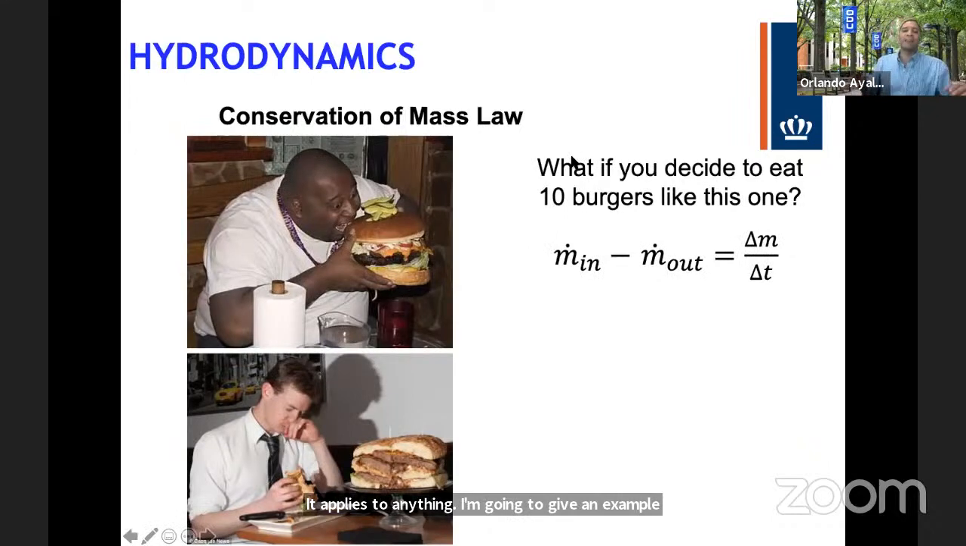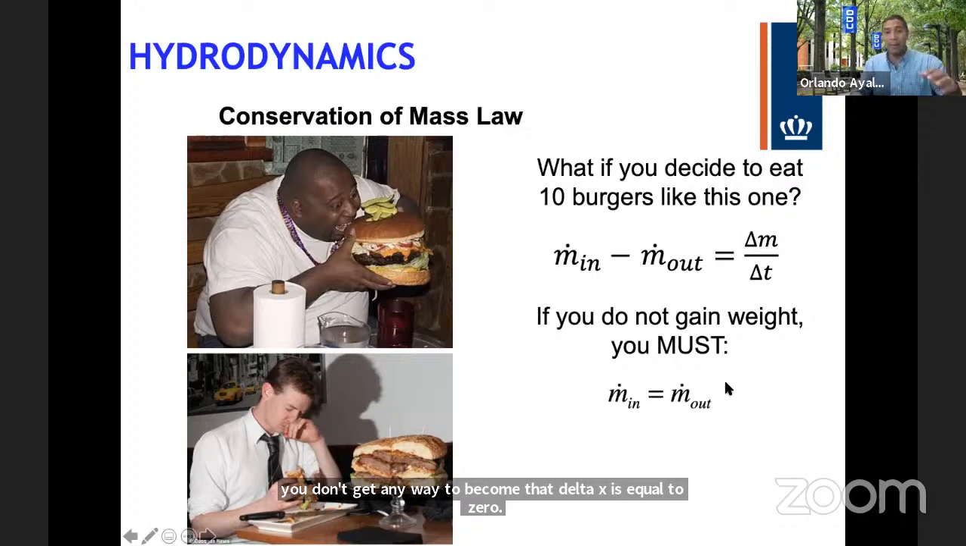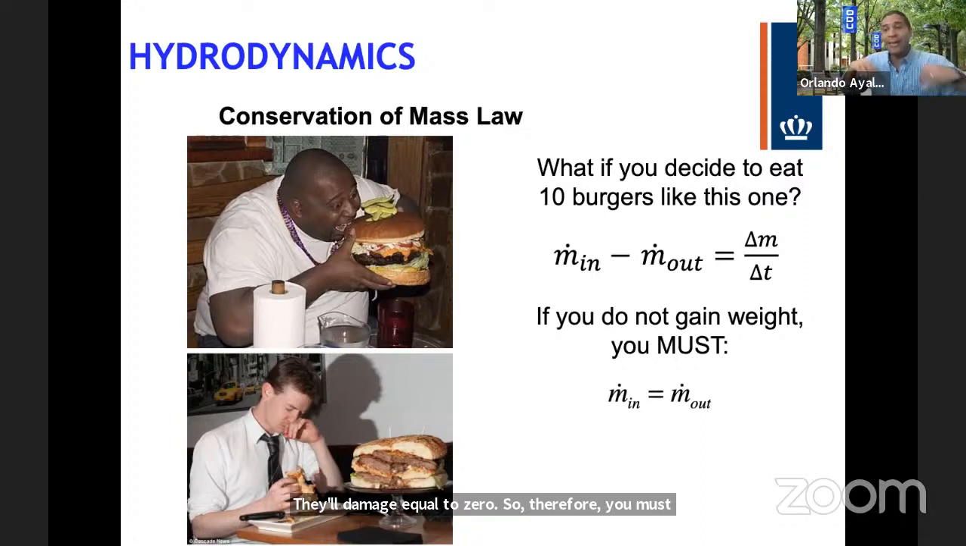If you decide to eat 10 burgers like this one, first and foremost, you're nuts. But if you decide to go that route of eating that many burgers, and then you don't gain any weight, you are basically the tank that I showed you before. If you don't gain any weight, it's because that delta M is equal to 0. So therefore, the mass that you introduce in your body has to go out.